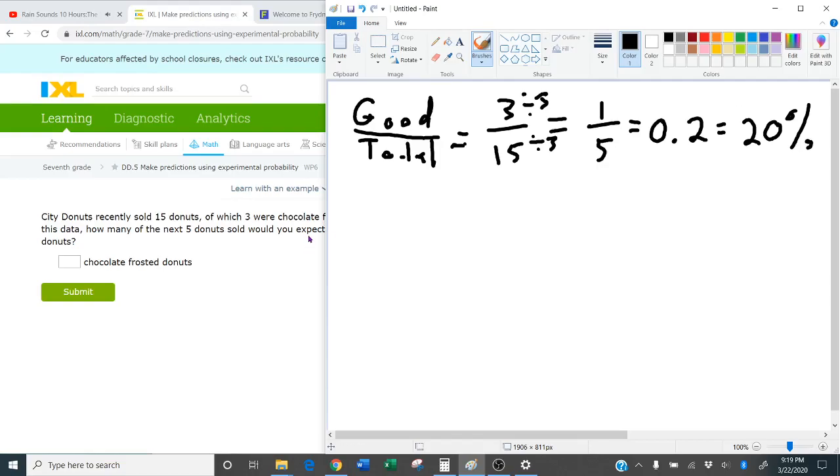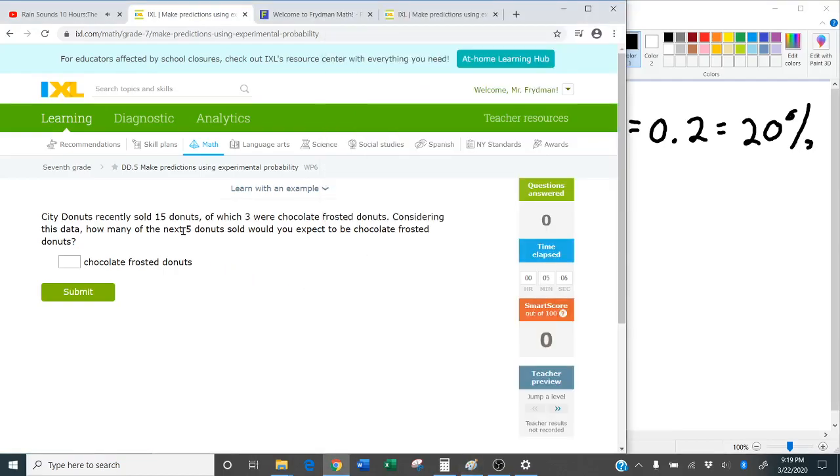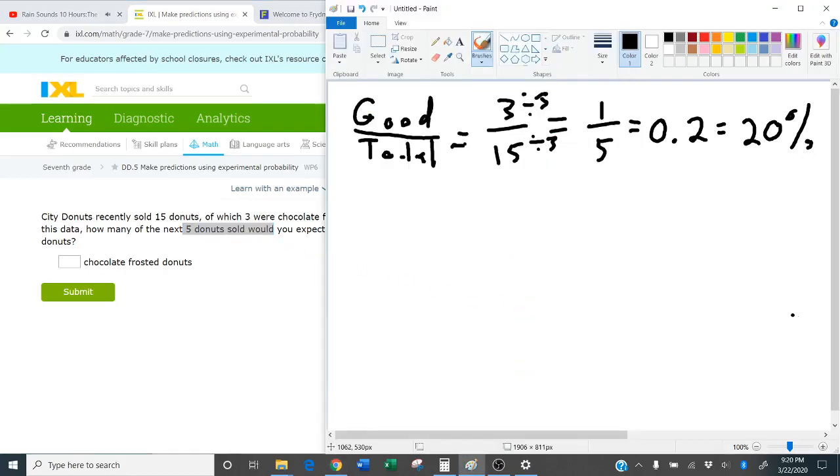But that's not really what the question is asking for. We don't just want to know the probability of somebody walking in and buying a chocolate frosted donut. We want to know if 5 people walk into the store and buy donuts, how many of those 5 donuts sold do we think are going to be a chocolate frosted donut? Because we know that not everybody buys a chocolate frosted donut. So how are we going to figure this out? Well, it's actually very simple.